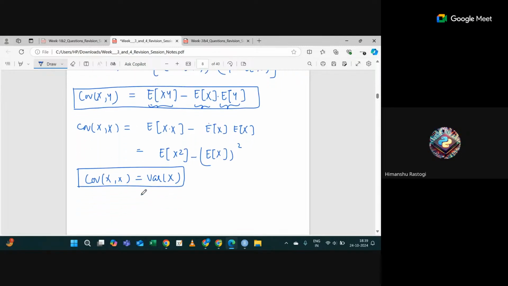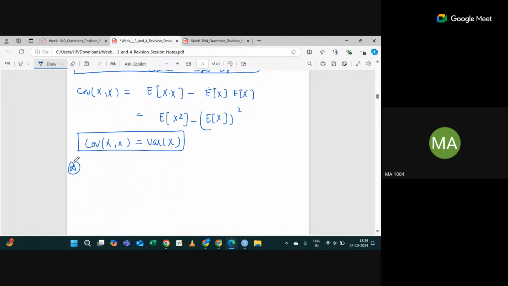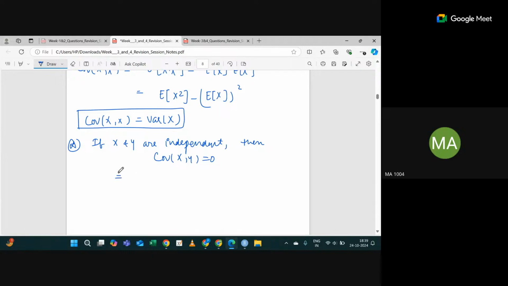Now one more key thing: if x and y are independent, that means there will be no correlation, any kind of relation will not be there. If x and y are independent, then the covariance between x comma y will be 0, because covariance tells us linear association. If they are independent, there is no association. If the covariance between x comma y is 0, then expectation of x into y minus expectation of x into expectation of y will be 0.